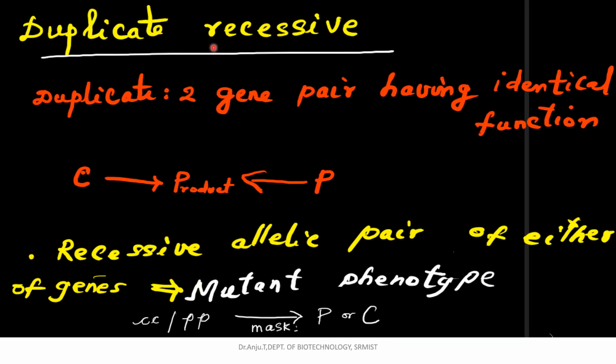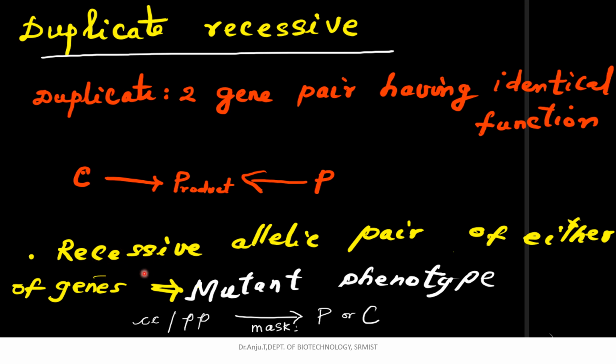But why are we calling it duplicate recessive? Duplicate, we know, is two genes doing the same, identical function. So C is producing a product and P also produces the same product. So both the genes are producing identical product or phenotype. But here we are using recessive. So the question is whether the dominant allele is doing the duplicate function or the recessive allele is having this duplicate function.